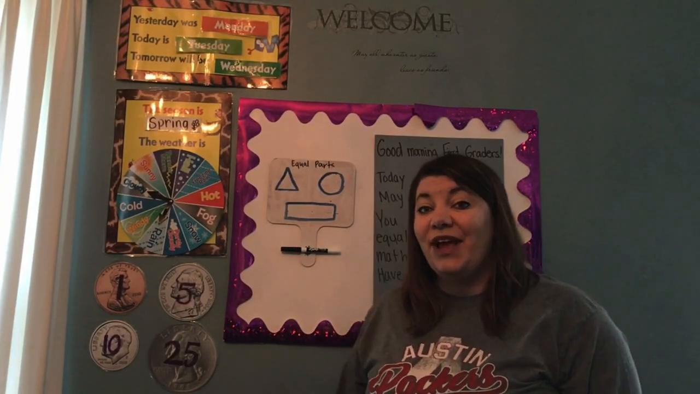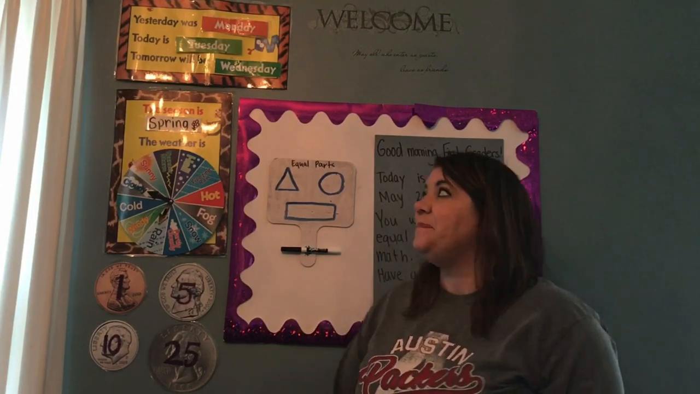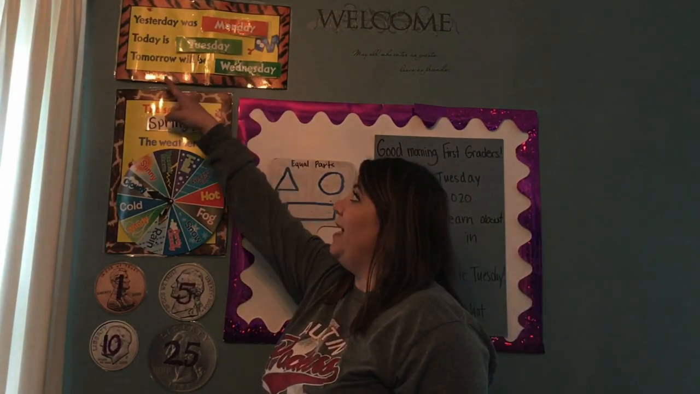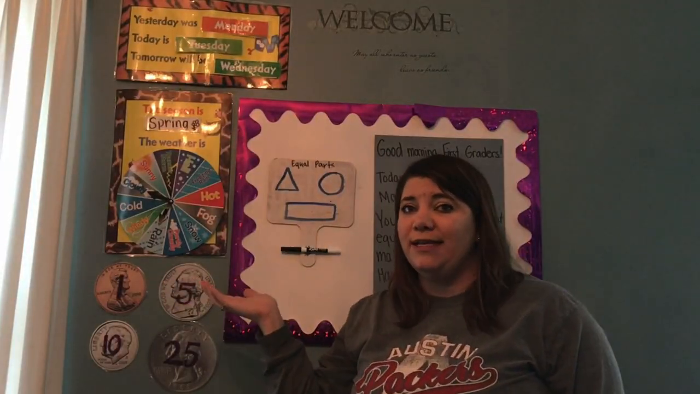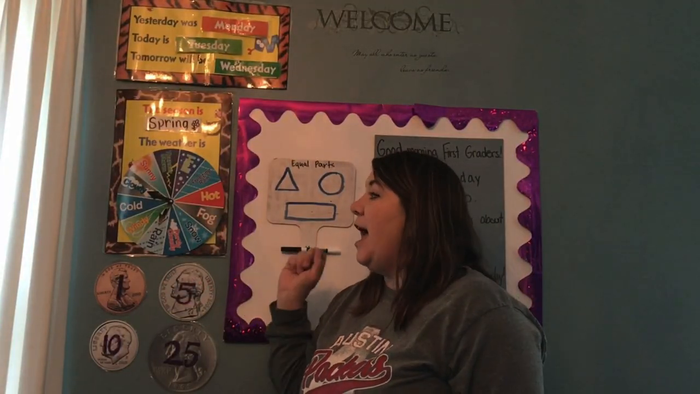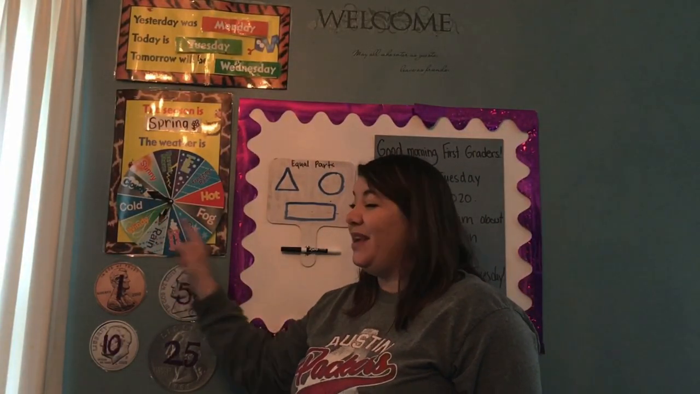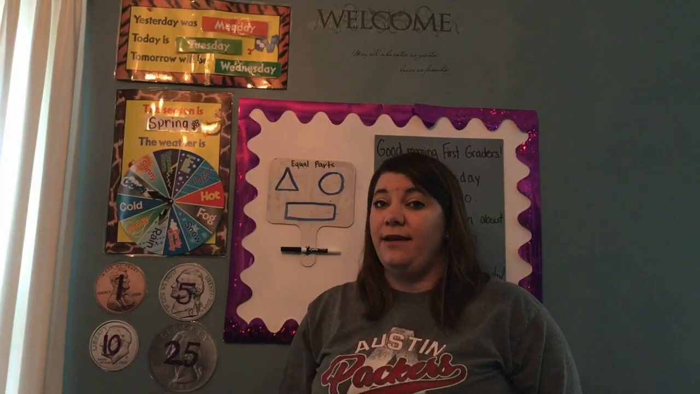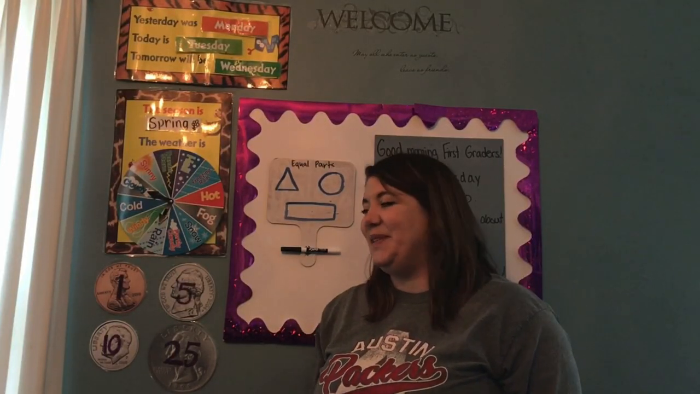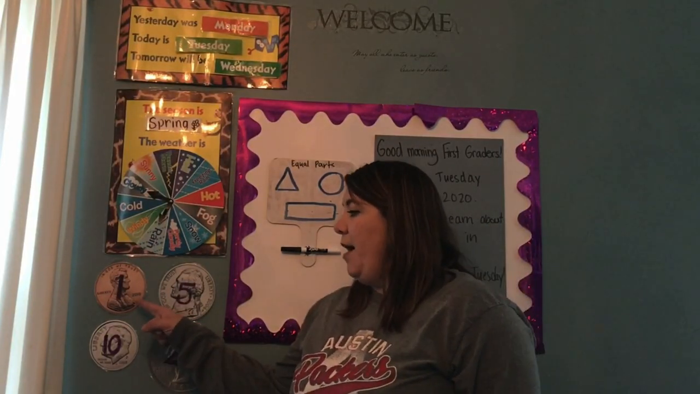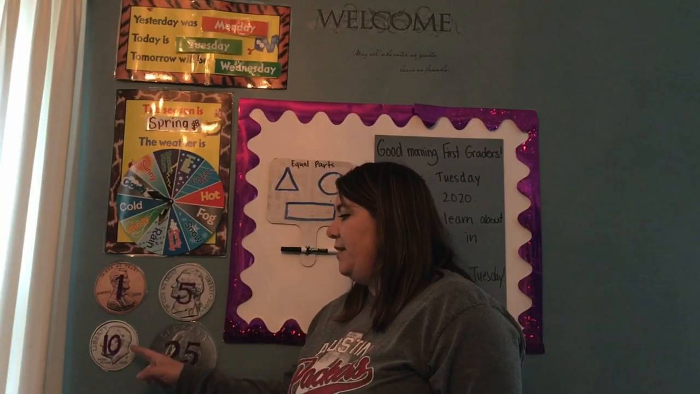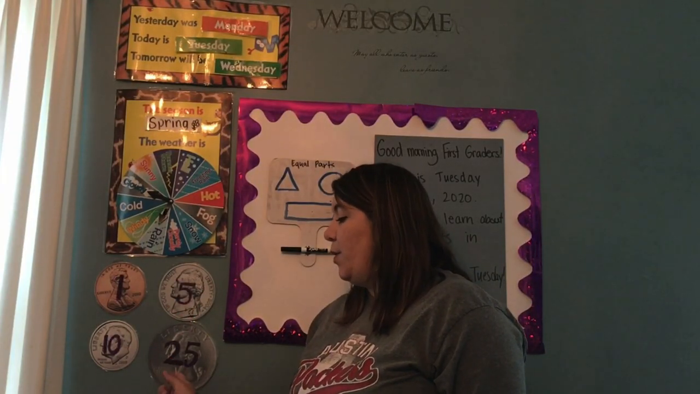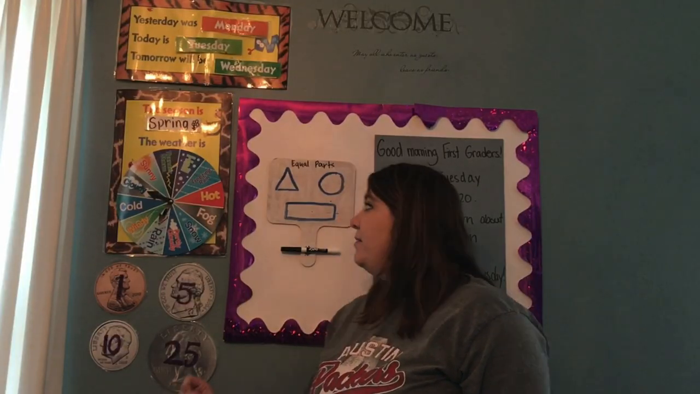Let's get started on our other calendar activities. Yesterday was Monday, today is Tuesday, and tomorrow will be Wednesday. The weatherman says that it's going to be a cloudy and rainy day, so we'll have to stay inside. Hopefully you have some fun activities to do. A penny is one, a nickel is 5, a dime is 10, and a quarter's 25.